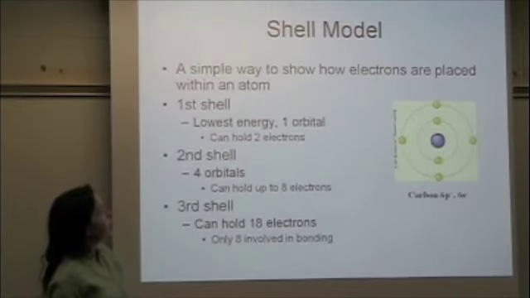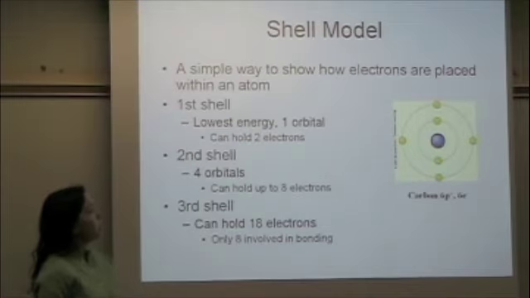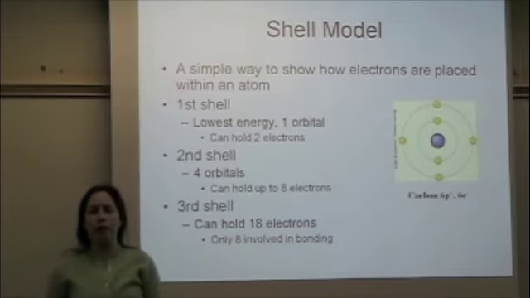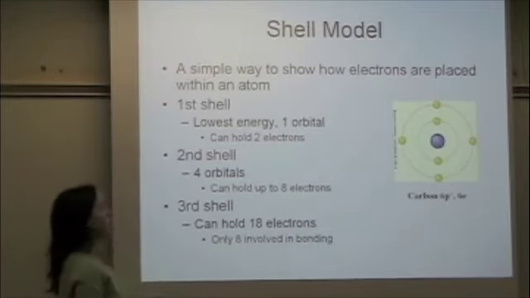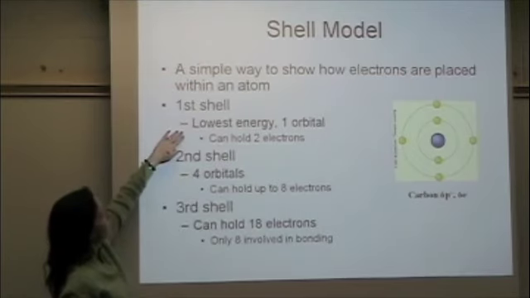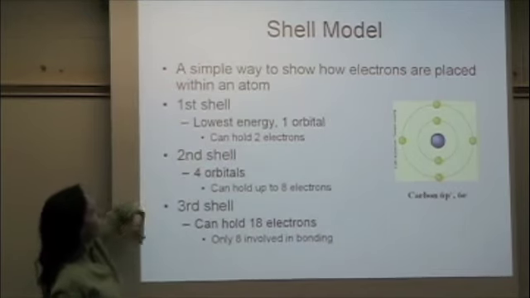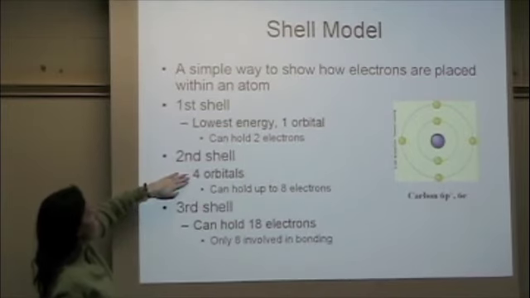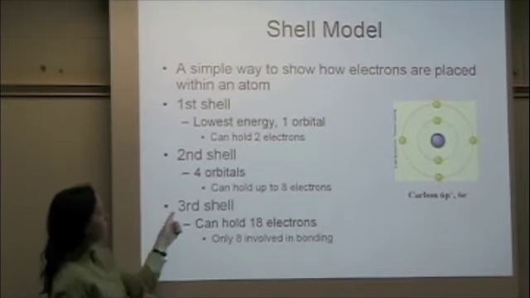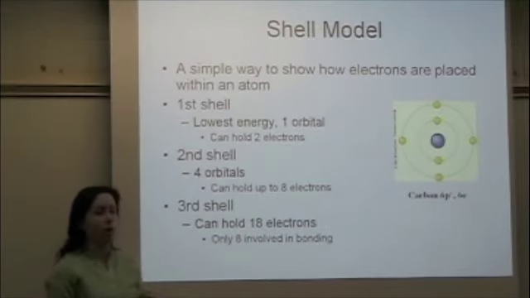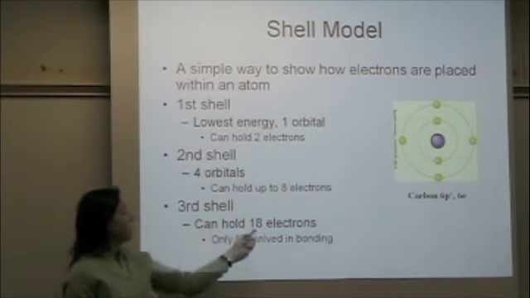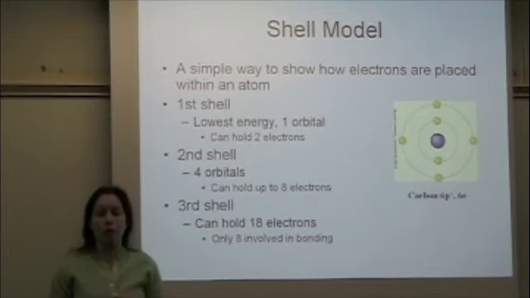The shell model, again, is going to simplify, and it's going to be a way in which we can show how electrons are placed around the atom. And we're interested in that because if we can figure out how the electrons are placed, we can decide if that atom will undergo a reaction or not. The lowest energy is the first shell. It can hold 2 electrons. The second shell has 4 orbitals and can hold 8 electrons. And the third shell can hold 8 electrons as well that are involved in bonding. Actually, it can hold 18, but we're only going to talk about the 8 that are involved in bonding because that's what we're interested in.